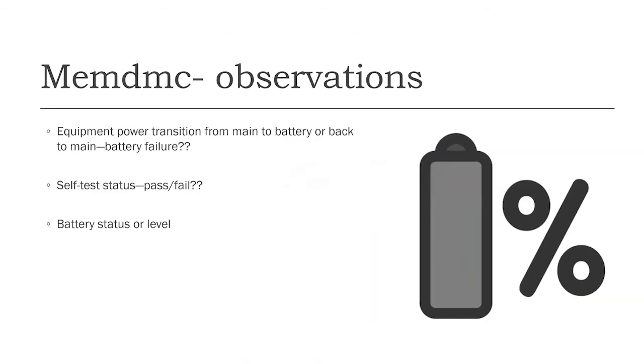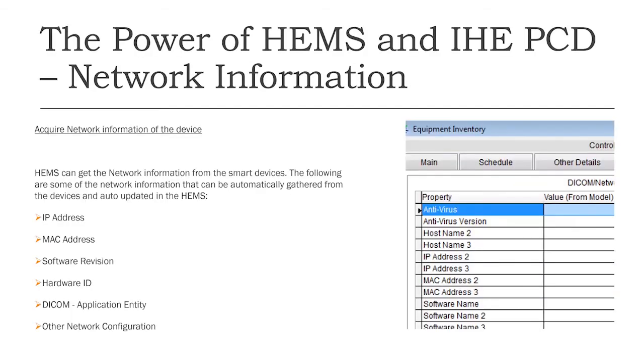Some of these observations, as Ted mentioned, were things such as battery operation, self-test status, so whether a self-test passes or fails, battery status levels, or actually the percent complete charge. And then actually if something's switching between battery and main and then back to battery, it could be a potential battery failure. That could also be one of the signals to trigger an observation and open up a work order.